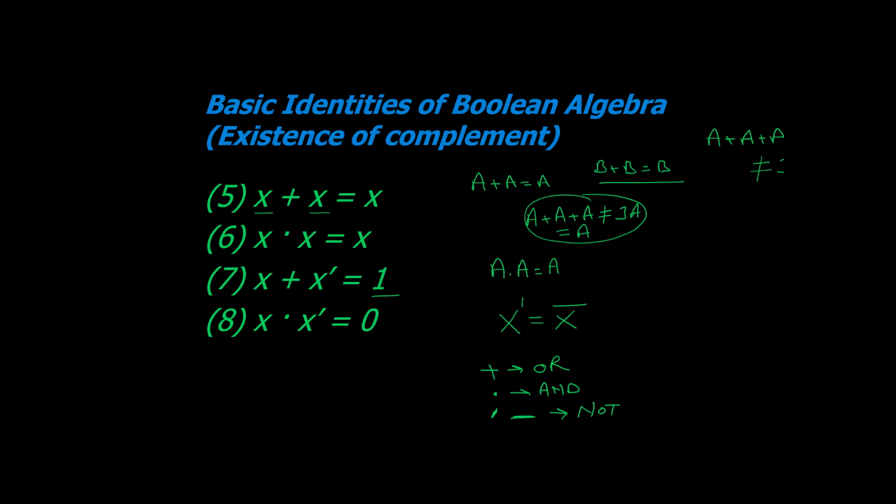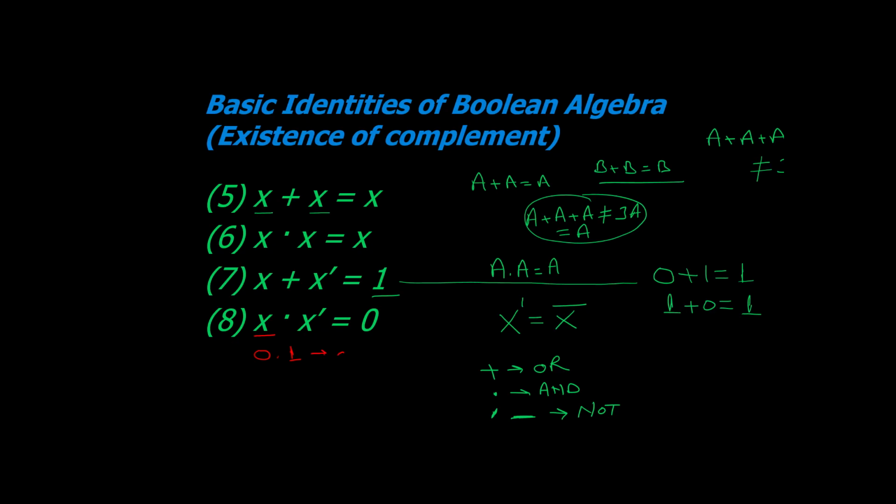You need to know how to prove it. Let us say x is 0. What would be x bar? x bar will be 1. 0 plus 1 is 1. If x is 1, what would be x bar? That will be 0, and 1 plus 0 is 1. So x plus x bar will always be equal to 1. x dot x bar will be equal to 0. Now if x is 0, what would be x bar? That is 1.